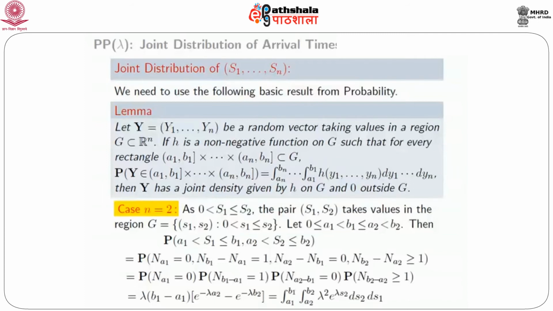and because S2 is bigger than a2, N(a2) minus N(b1) is 0. Then the last condition, that S2 is less than or equal to b2 and greater than a2, tells you that N(b2) minus N(a2) is greater than or equal to 1. Greater than or equal to, because we do not know; it may be that S3, S4 also may be less than or equal to b2. We only know that S2 is less than or equal to b2, so there may be more events than just one in the interval (a2, b2].